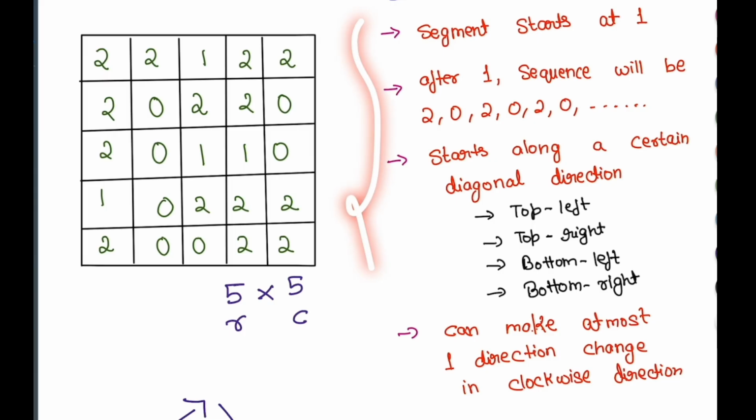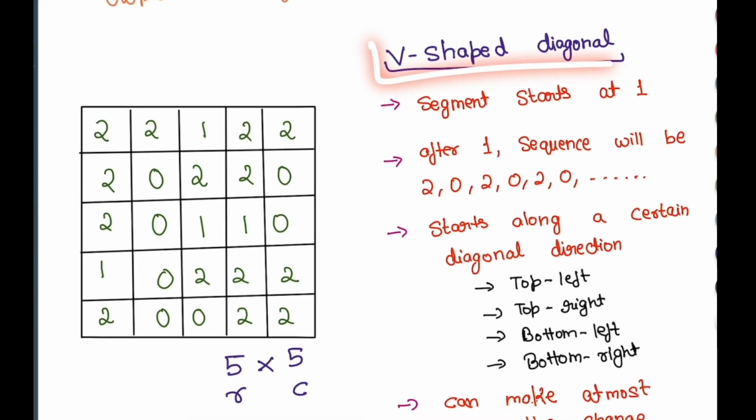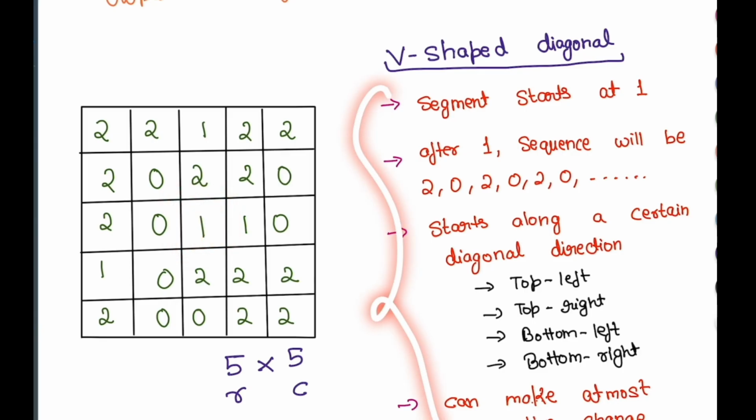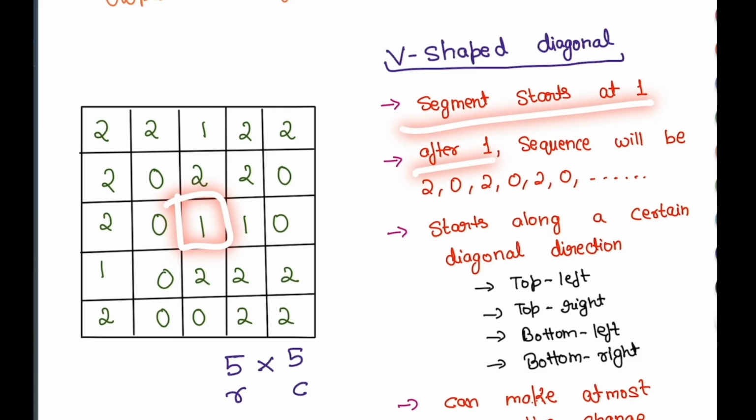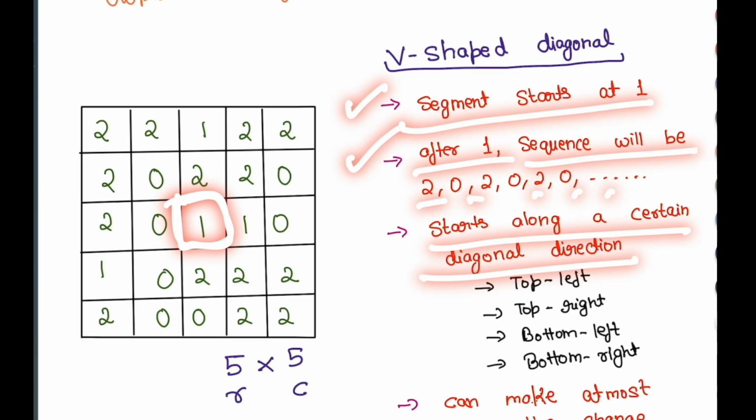So these are the 4 conditions to create a V-shaped diagonal. Now we need to create the longest V-shaped diagonal. Basically, this is also a V-shaped diagonal where we have just one element because all the conditions are satisfied. The segment starts at 1. After 1, the sequence will be 2 0 2 0, but there are no elements after 1, so this condition is also true. We start along a certain direction. We have not moved in any direction, so this condition is true as of now.